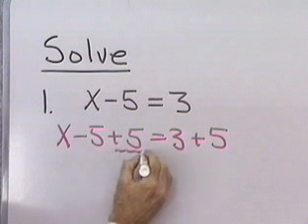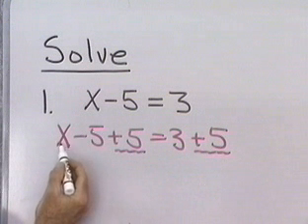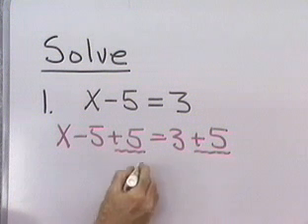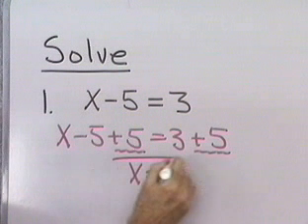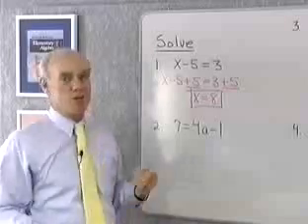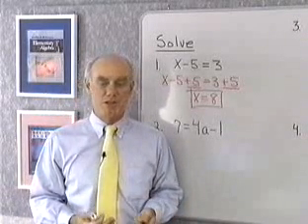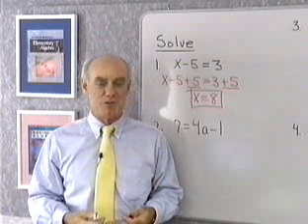Now that's the addition property of equality. I've added 5 to both sides of that equation. Now x plus negative 5 plus 5 is equal to x plus 0, which is just x. And on the right side I have 3 plus 5, which is 8. Now I know that you can solve that equation, of course, just in your head, so you don't have to worry about using the addition property of equality, but we want to show it on some of the simpler problems so that you get used to it.